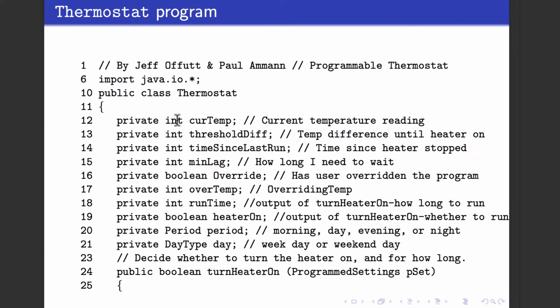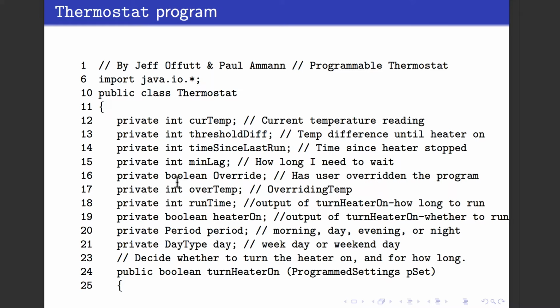And then the next variable is called threshold difference, abbreviated as threshold diff. It tells you the temperature difference until the heater gets switched on. And then the third integer variable is time since last run, which means the time since the heater stopped last time. So what is the thermostat trying to do? Maybe it's controlling a room in a building in a very cold region. It's trying to keep the room heated at a particular ambient temperature. So this program tells you when to switch it on, when to switch it off, and the basic functionality of a thermostat.